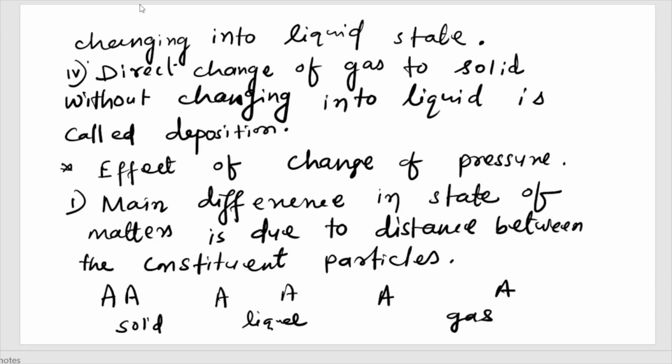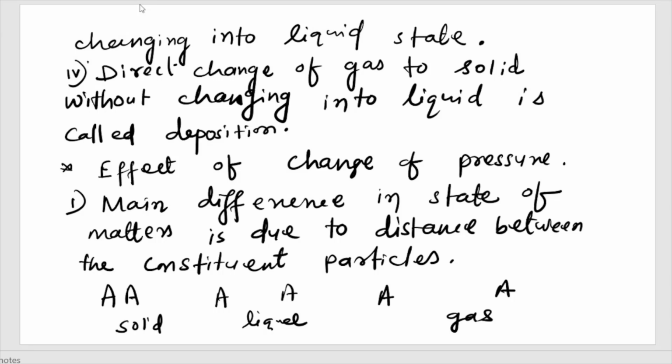Then the effect of change of pressure. You have already read it in part 3, and again we will discuss how it affects sublimation and other cases. The main difference in the states of matter, solid, liquid, gas, is the behavior and nature of the constituent particles. The most important part is that all of it arises due to the distance between the constituent particles.